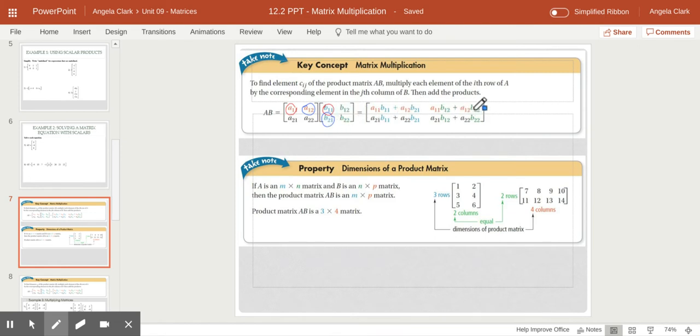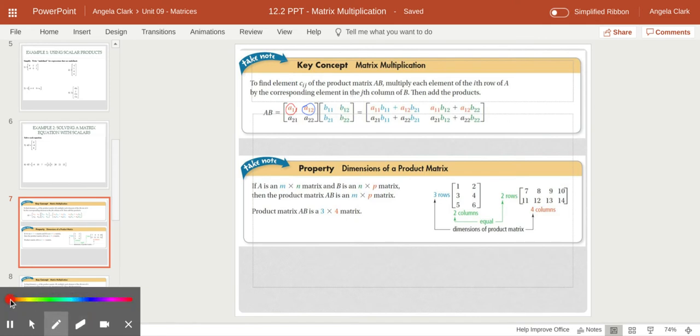So the second element that you're looking for, the first row, second column element, you're going to do the first row again, but this time multiplied by the second column. So if you're looking for the element in the first row, second column, then you're going to be multiplying the first row by the second column. So whatever element you're looking for, its position tells you which row and which column you're going to be multiplying.